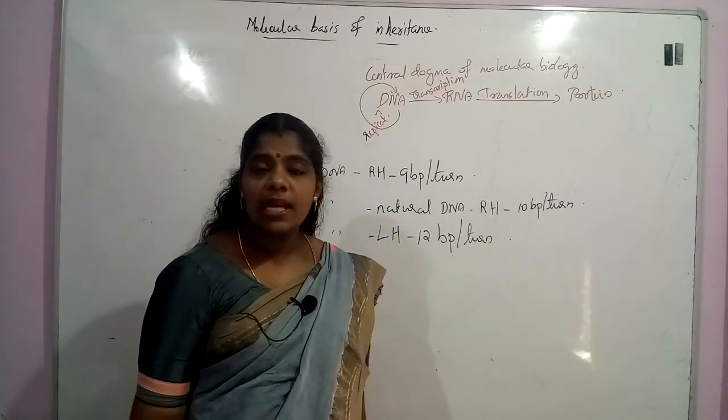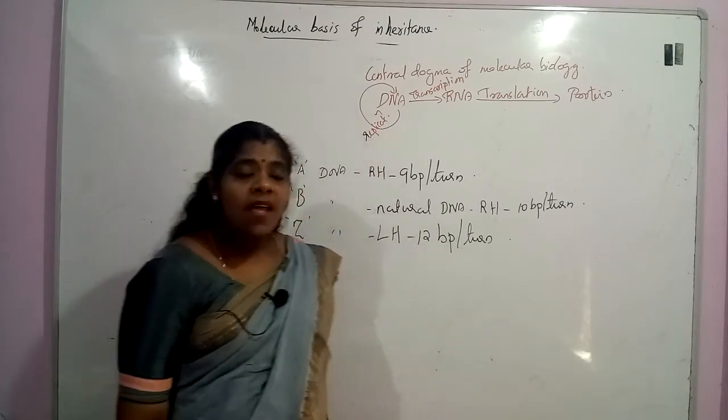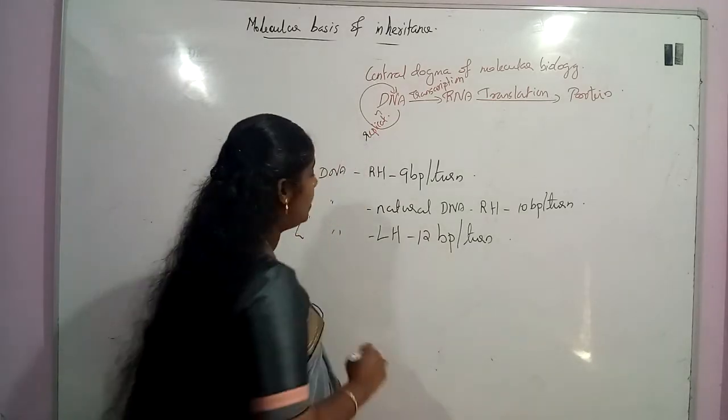Z DNA, where we can see 12 base pairs per turn and a left-handed helical structure, and this will be having one helical turn that is 4.5 nanometer.